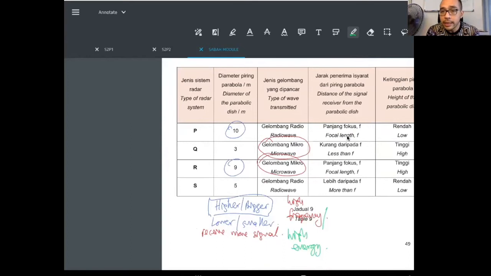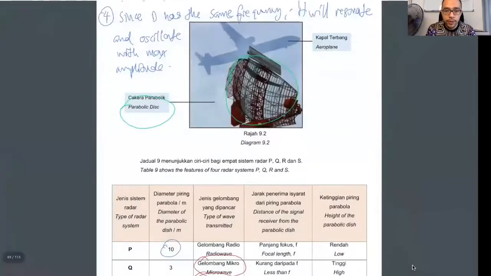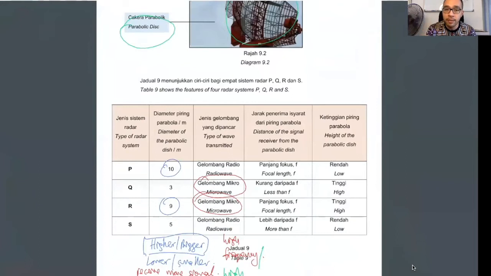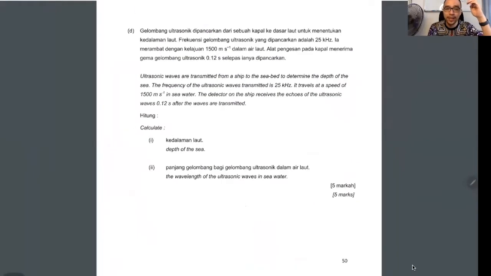All right, the distance from the parabolic dish, the signal receiver from the parabolic dish. Now, this is a common question, and whenever people see this, they are like, what? They don't really understand what's going on. So when we talk about the distance from the signal receiver and the parabolic dish, we're talking about, okay, let's say, how do I explain this now?